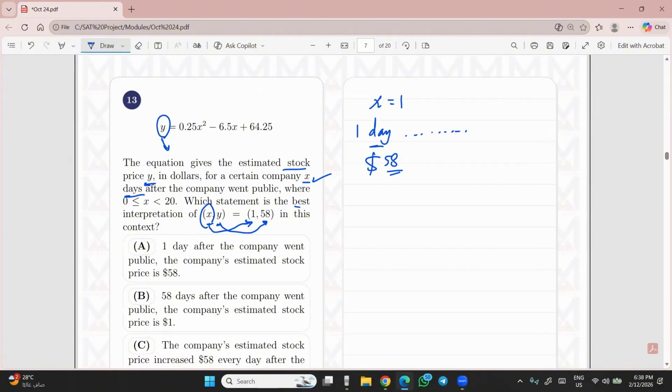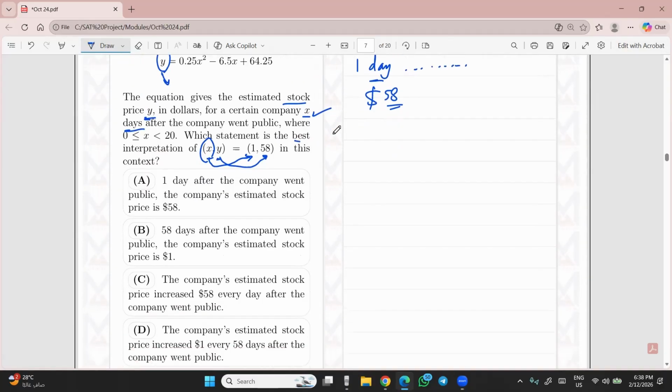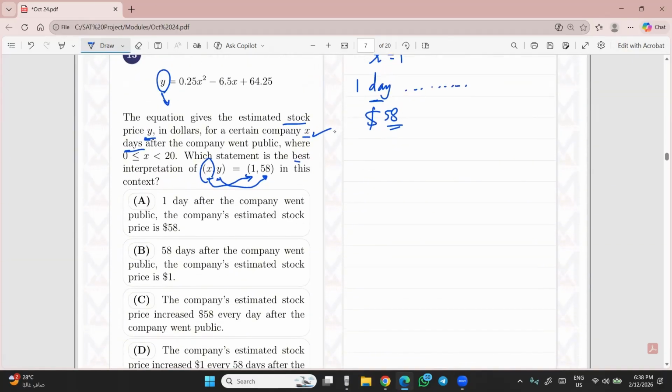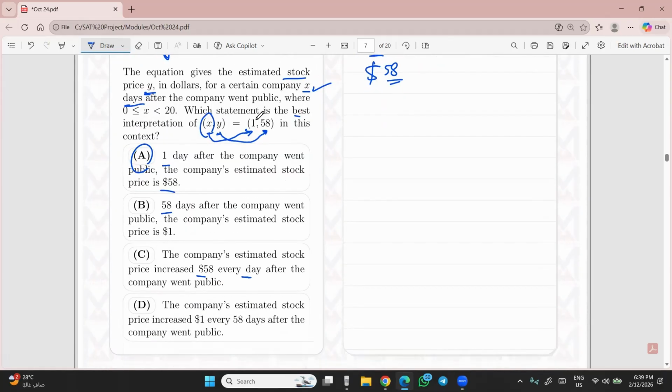If you check in the options, you can find this information only given in letter A. 1 day after the company went public, the company's estimated stock price is $58. But B, 58 days, of course, is not correct. Every day means it should be a slope in the linear equation. That's not correct. And here, the company's estimated stock price increased $1 every day. So of course $1 is not correct because the number of dollars is y, which is 58. So the correct answer is letter A.